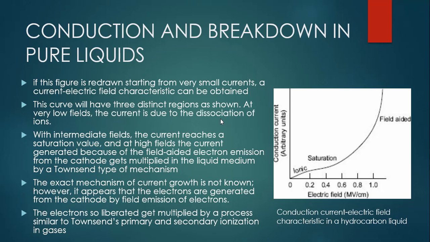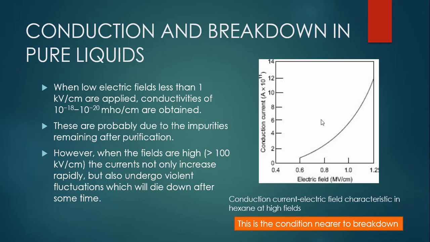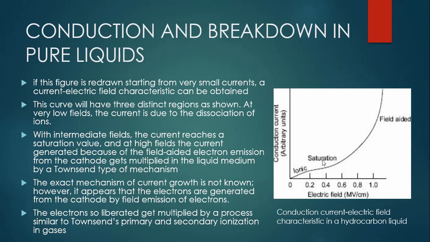Okay. So in the next slide, this figure is much more zoomed than the previous slide. The previous figure had a lesser amount of detail. Now it is with a greater amount of detail. This figure is drawn starting from very small currents, showing the current-electric field characteristic. This curve will have three distinct regions as shown: the ionic region, the saturation region, and the field-aided region.